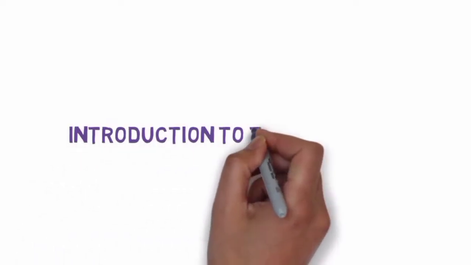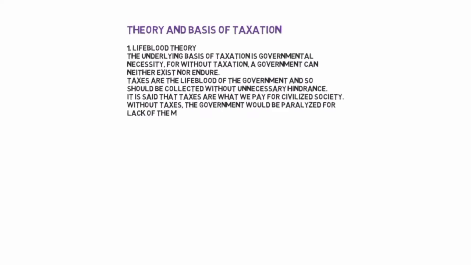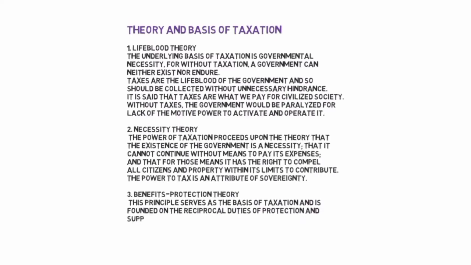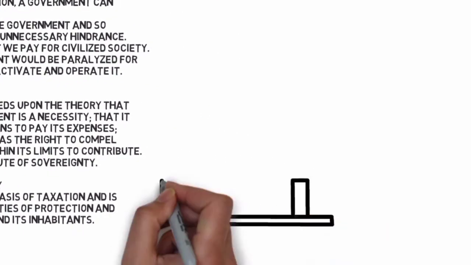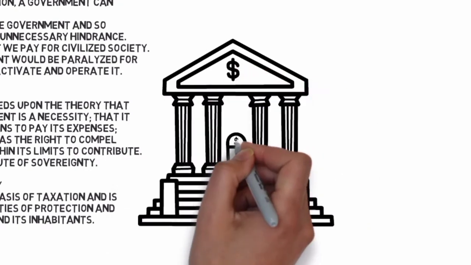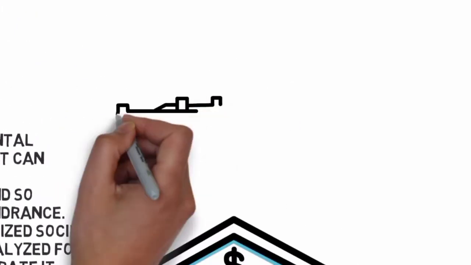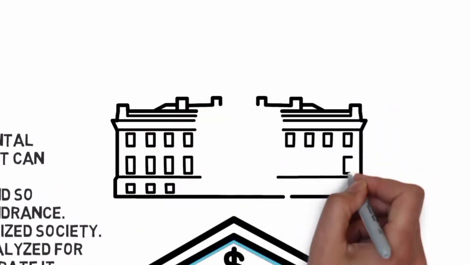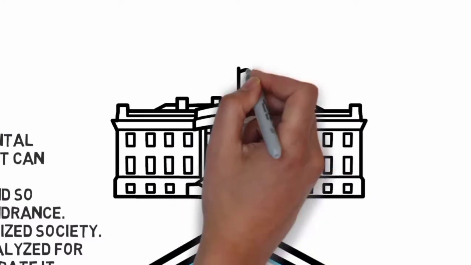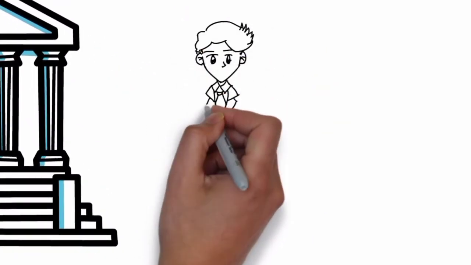Introduction to Taxation Law. Theory and basis of taxation. 1. Lifeblood theory. The underlying basis of taxation is governmental necessity, for without taxation, a government can neither exist nor endure. Taxes are the lifeblood of the government and so should be collected without unnecessary hindrance. It is said that taxes are what we pay for civilized society. Without taxes, the government would be paralyzed for lack of the motive power to activate and operate it.